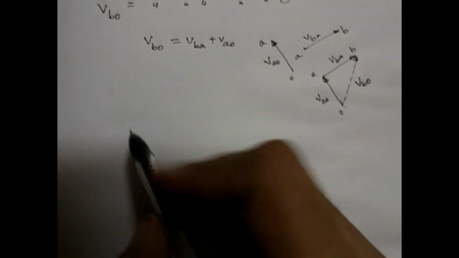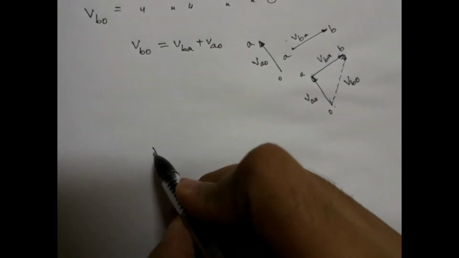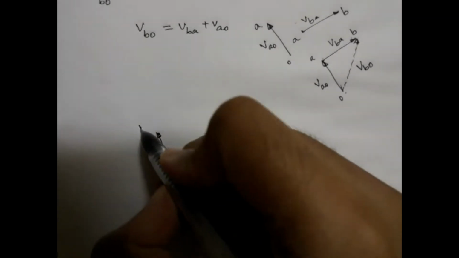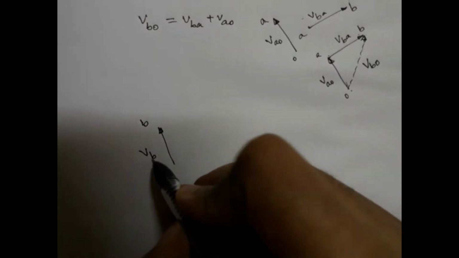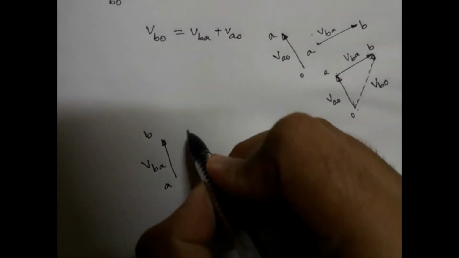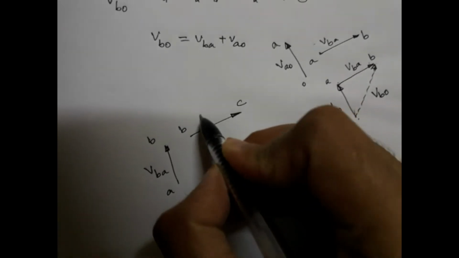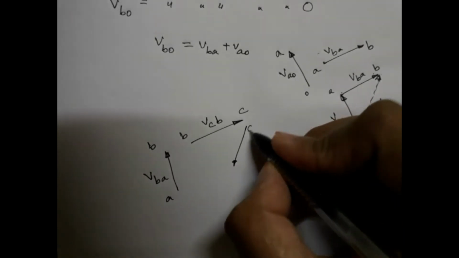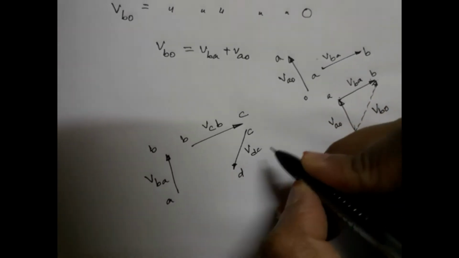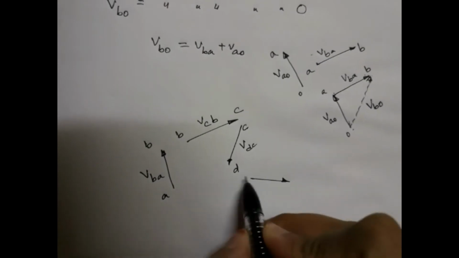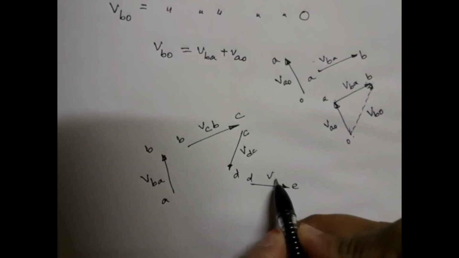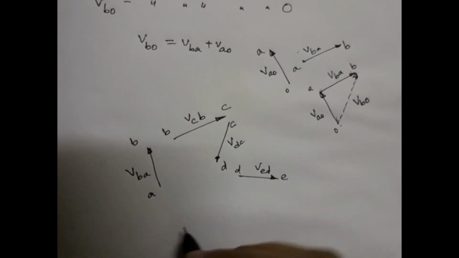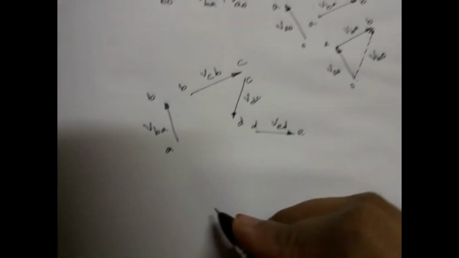For example, if we have a vector from A to B, let this be VBA. Now from B, if there is some other vector from B to C, let this be VCB. And there is some other vector, say from C to D, so let this be VDC. If there is another vector from D to E, this is VED. So the summation of all these vectors can be added to form a polygon like this.